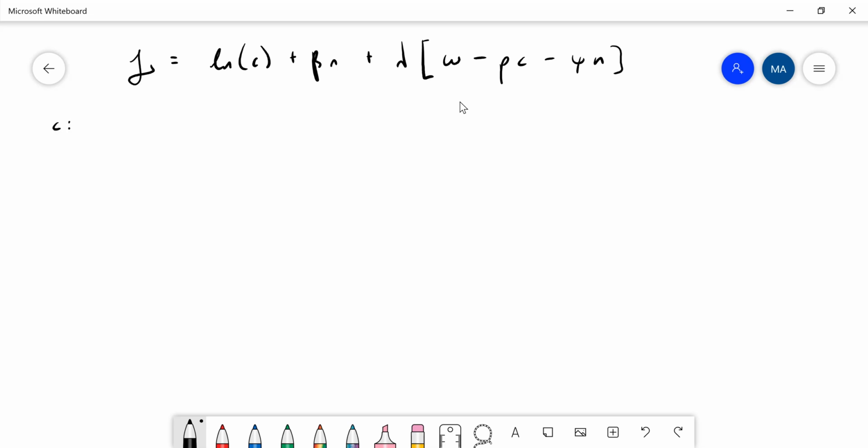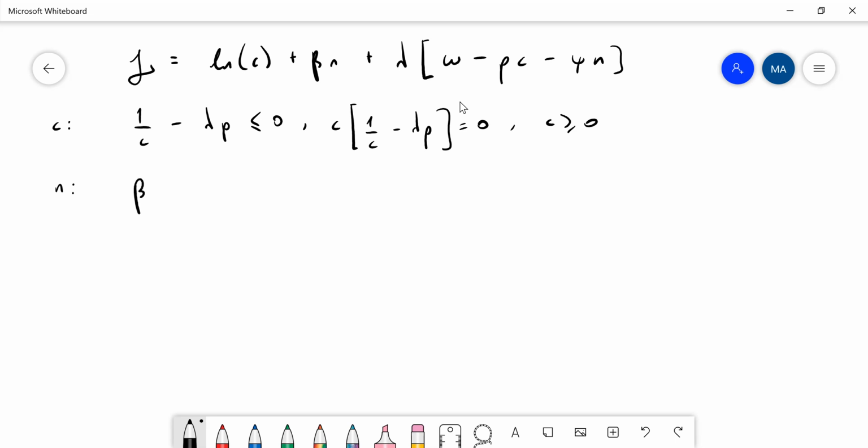So for C, you have 1 over C minus lambda P less than or equal to 0, C times this equal to 0, and C greater than or equal to 0. Now for N, it is slightly different. So you have beta, then you have minus lambda psi. Now be careful here, because in our original formulation, our non-negativity constraint looks like this, right? So there was no upper bound.